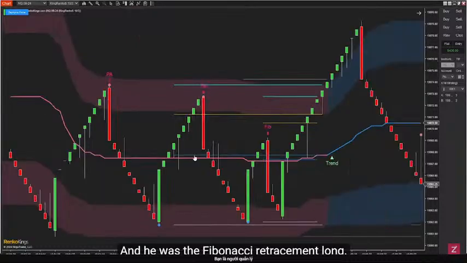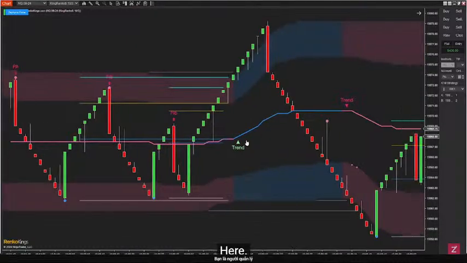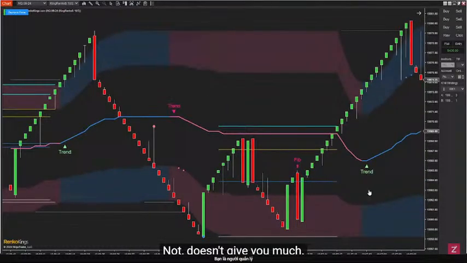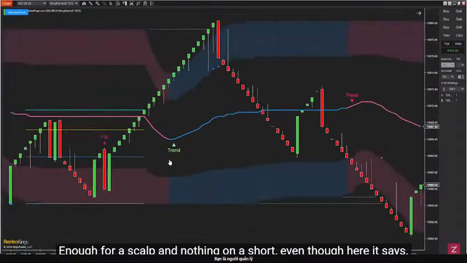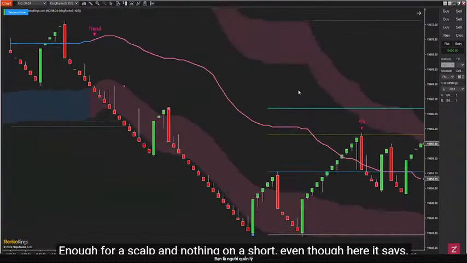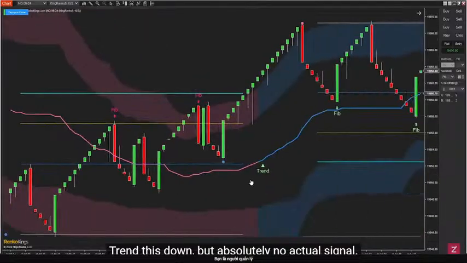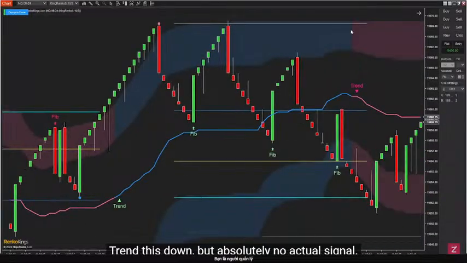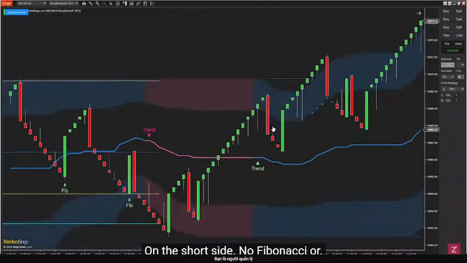A few shorts here. No confirmation. No confirmation. No, there was one here. I'm sorry, here was one. And that's no good. Yep, not much here. These are quick scalps.